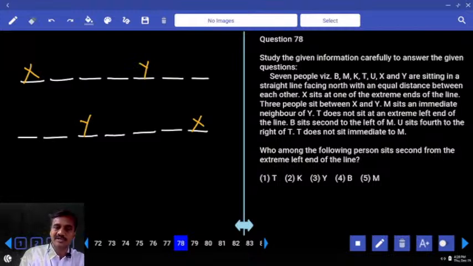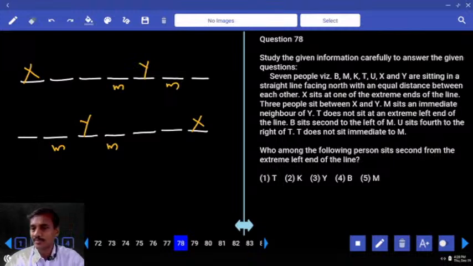M is an immediate neighbor of Y. There are two possibilities in each of these: either to the immediate left of Y or to the immediate right of Y. Clear? M is the immediate neighbor.